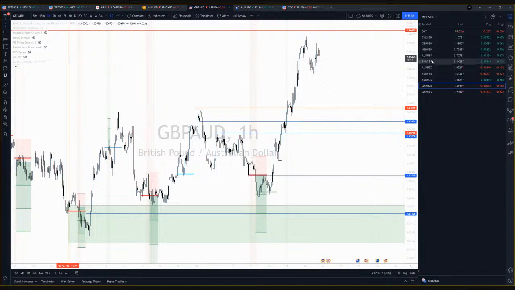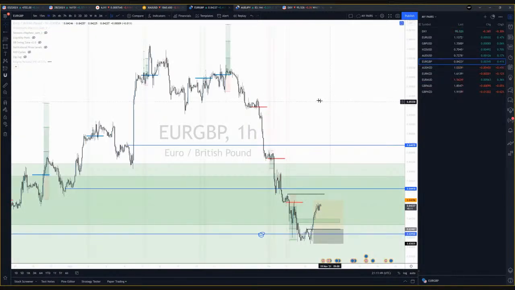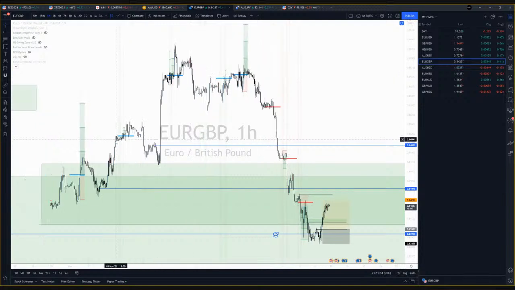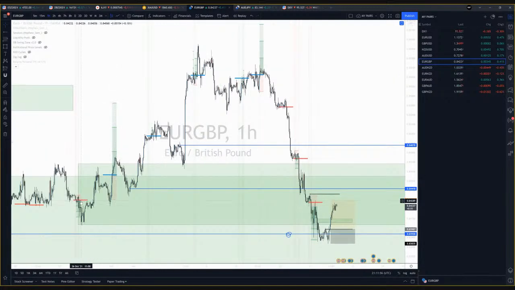Okay, so let me put it on this pair and then show you how it gave blue. Start from here: red, red, red, red, and then it gave a blue here. Once it gave a blue, price went up. It gave a blue, price went up. Blue, blue, and then all of a sudden a red.